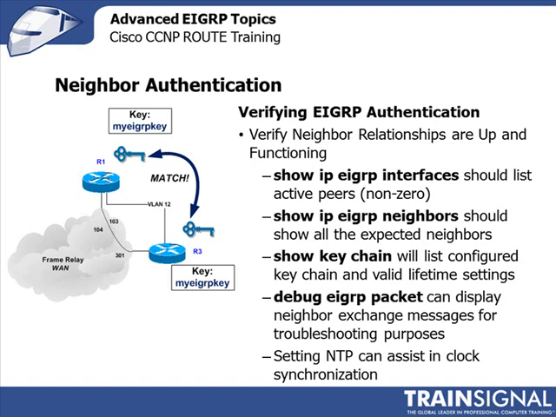Show keychain will list the configured keychain and valid lifetime settings, and as I explained before, if there's a space that you accidentally put in the particular text, it will show that within the quotation marks. Debug eigrp packet can display neighbor exchange messages. You can see, for instance, if something's being rejected, you'll be able to get a reason why, and that may help you to troubleshoot it. And it's also helpful to set NTP on the different routers, because sometimes if the clocks are not synchronized, there can be interesting reactions that the equipment makes in that regard. So try to make sure that everything's synchronized from a time standpoint.